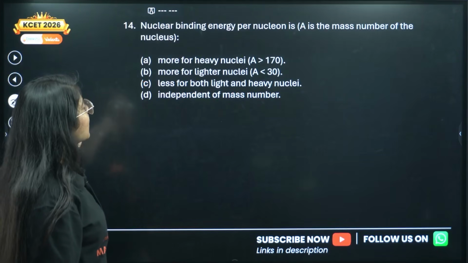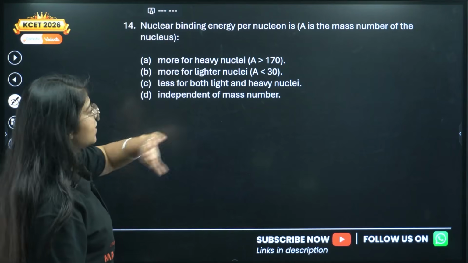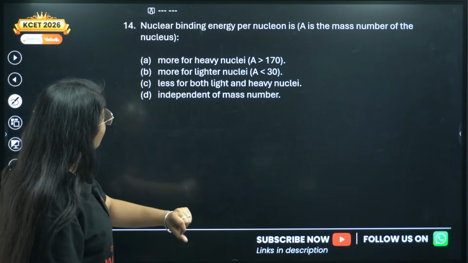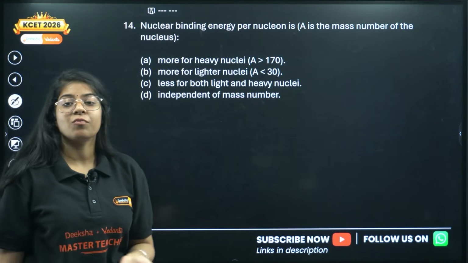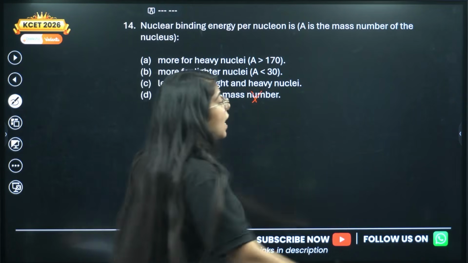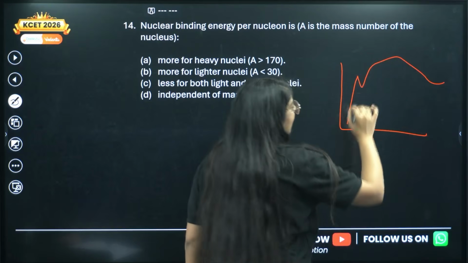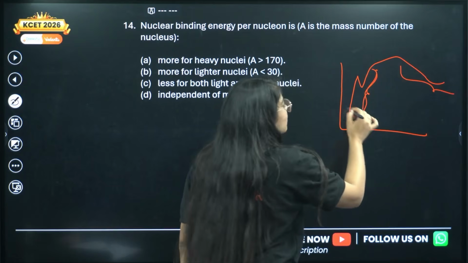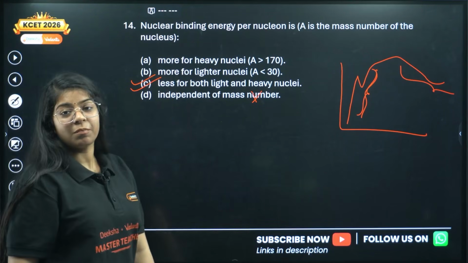14th question, it says nuclear binding energy per nucleon is, where A is the mass number of the nucleus: more for heavy nuclei, more for lighter nuclei, less for both light and heavy nuclei, independent of mass number. So it's definitely not independent of mass number. And we have the graph, it's something like this, so it's definitely less for heavy as well as light nuclei. So the correct option will be option number C.